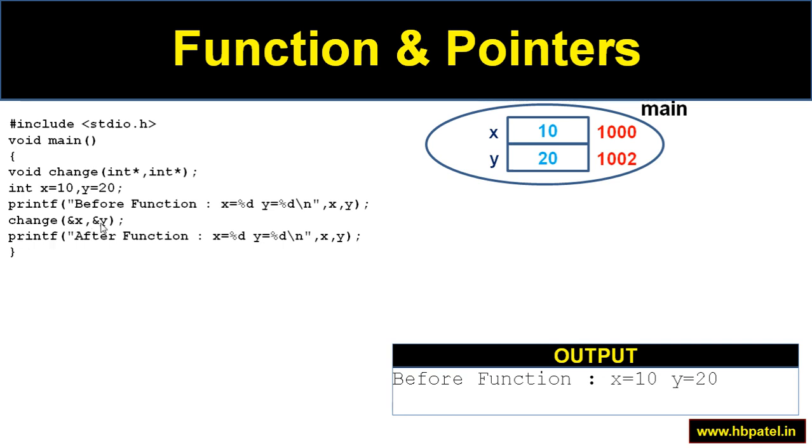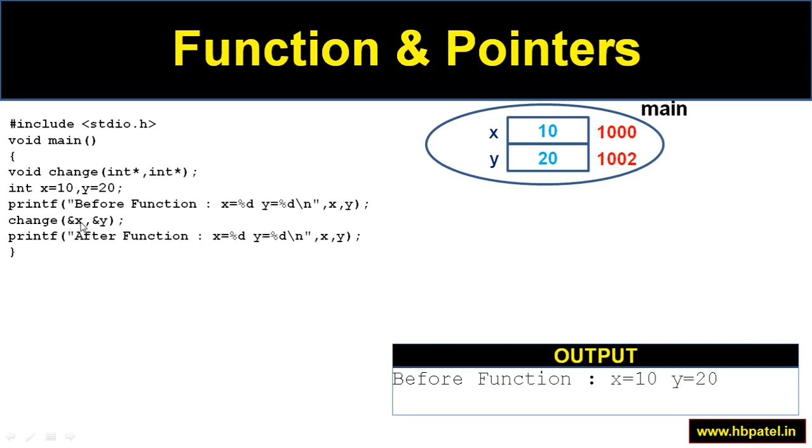Now I am calling this function change with 2 arguments, ampersand x and ampersand y. Now you need to understand this. Ampersand x is the address of x. What is the address of x? 1000. Ampersand y is the address of y. What is that? 1002. So I am throwing 2 addresses over here. The addresses are to be caught in pointers only, because pointers are the only thing which can hold an address. So these 2 addresses are being thrown over here, and these 2, x and y, are of type what?